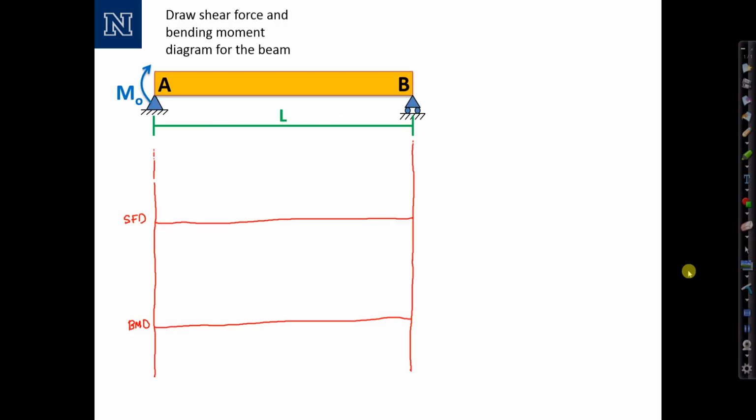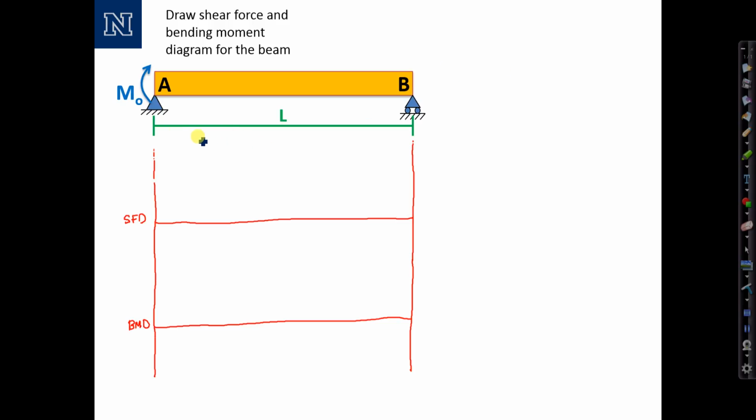The first example that we'll look at is a simply supported beam with a concentrated moment at the end. I like to solve this example because it develops some intuition for how a concentrated moment is resisted in a simply supported beam. To save time, I've extended the lines down for the shear force diagram and bending moment diagram plots, and I saved some room in the margin to do calculations.